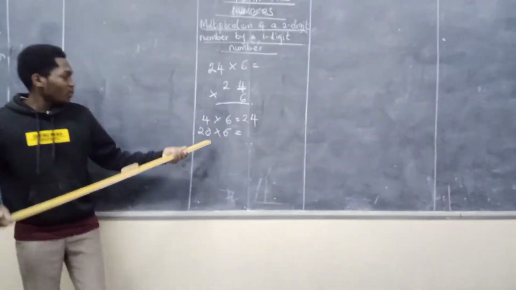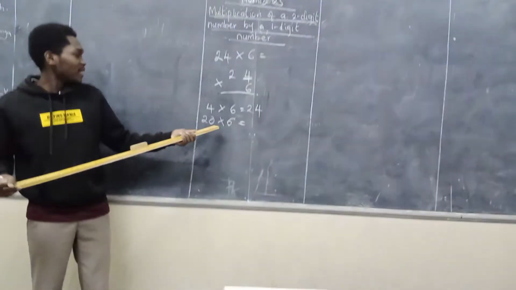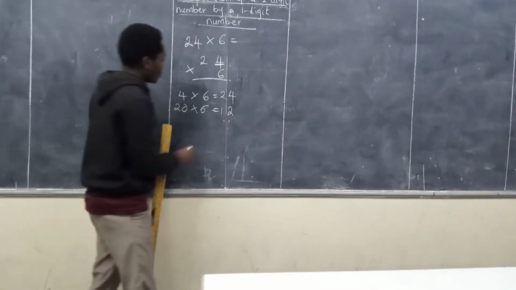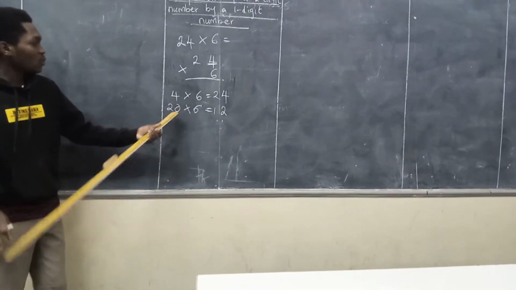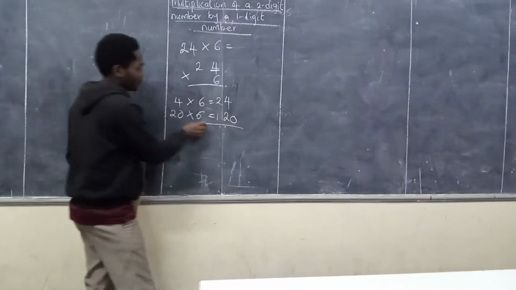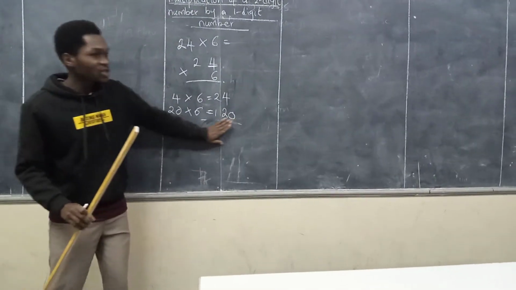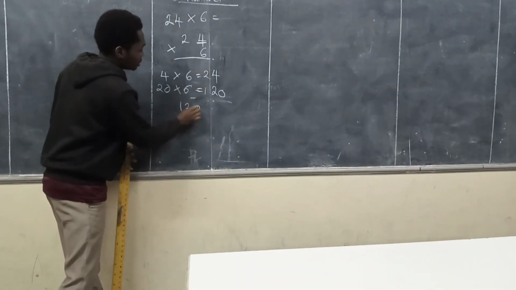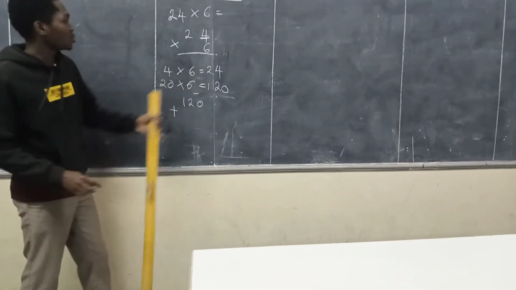So 20 times 6 is the easiest multiplication you can do because we have a 0. Due to that, I can say 2 times 6, which is 12. Then I'm going to add 0, which is 120. Now from these, I should add. So I'm going to add 120 plus 24.